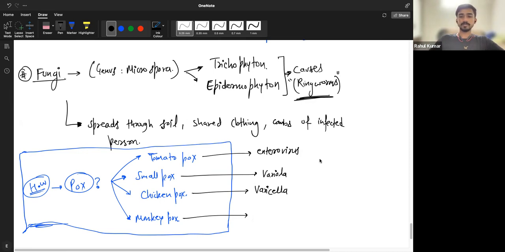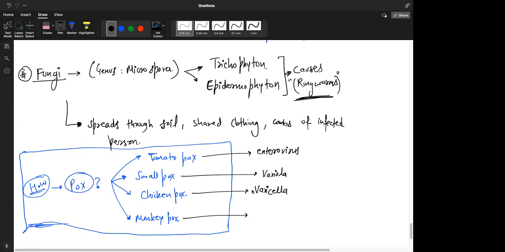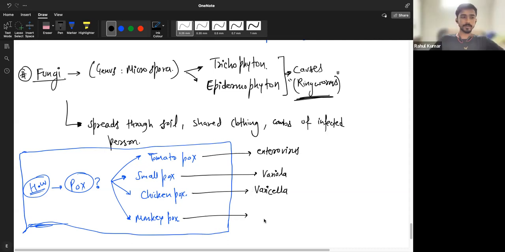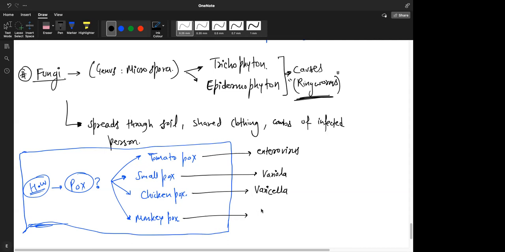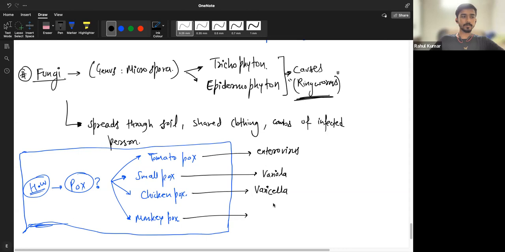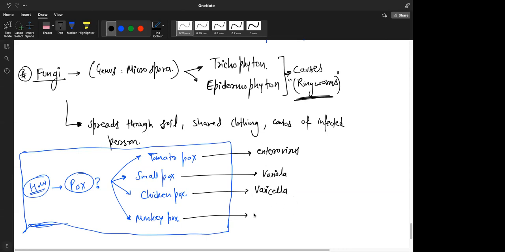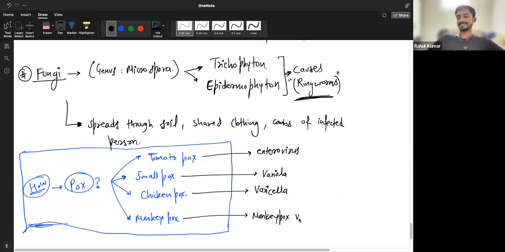And what about monkeypox, Alia? Yeah, I wasn't able to find the monkeypox virus. Sorry, sir. It was a zoonotic virus. Yes, it's a zoonotic virus, but what is the virus called? Orthopox virus. It is called a monkeypox virus.